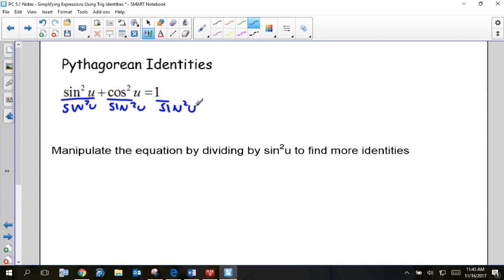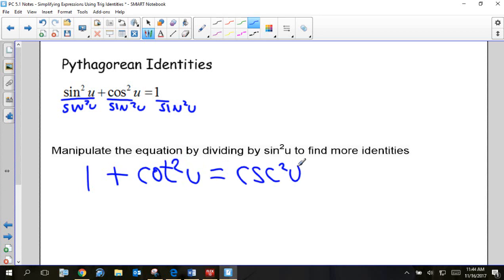And now we're going to get our next one. You notice that? What's sine squared u over sine squared u? That is, nothing. 1 plus cotangent squared u equals cosecant squared u. Yes. So that is number 4 for our new identities.